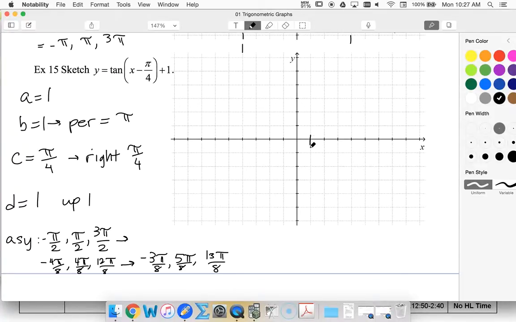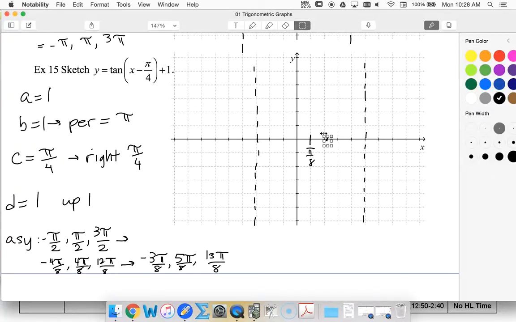So let's call one line pi over 8 to make it easy on ourselves. So then negative 3 pi over 8 will be here. 5 pi over 8, 2, 3, 4, 5 will be here. All right, halfway in between, well, normally I'm at 0, so I've moved to the right by pi over 4, so now my 0 should be here at pi over 4, except we've moved it up 1 as well, so I take that back, we're going up 1 with it. Whoops.